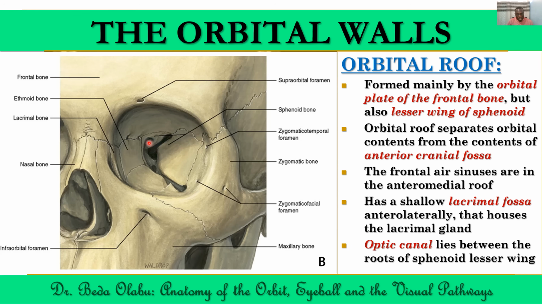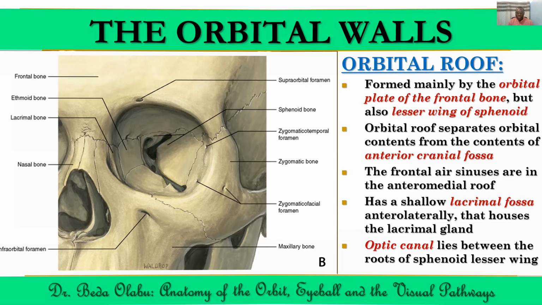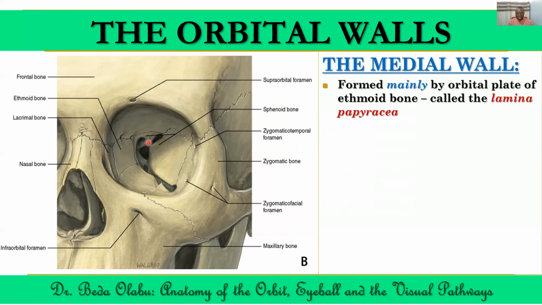The optic canal is at that point, and as I've already told you, it lies between the two roots of the lesser wing of the sphenoid bone. So that's the orbital roof. We can now talk about the medial wall of the orbit. This is the medial wall of the orbit.